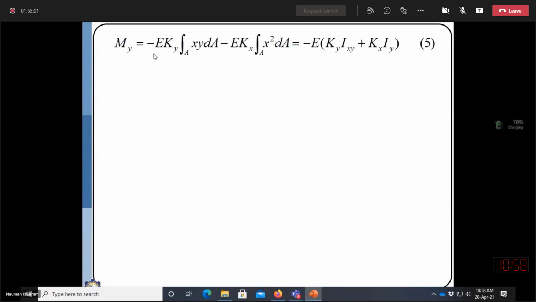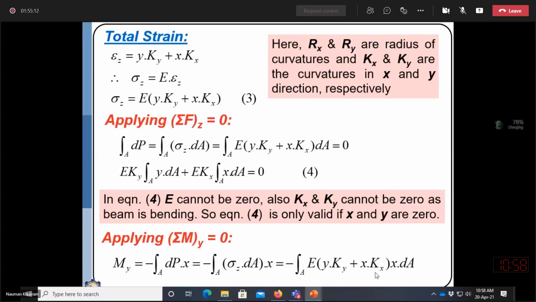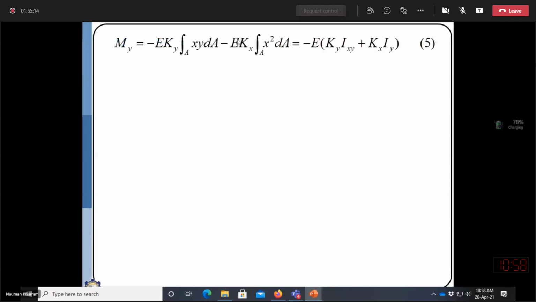So we will have the first expression this, and then we will have the second expression, E into kx into x square into dA. Why this negative sign?